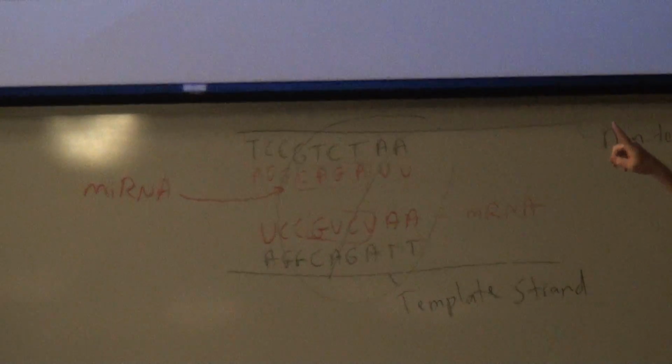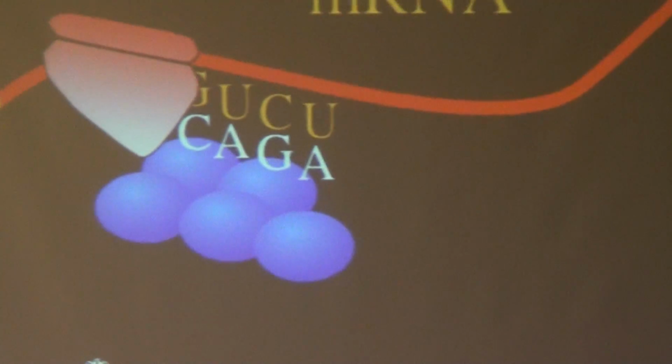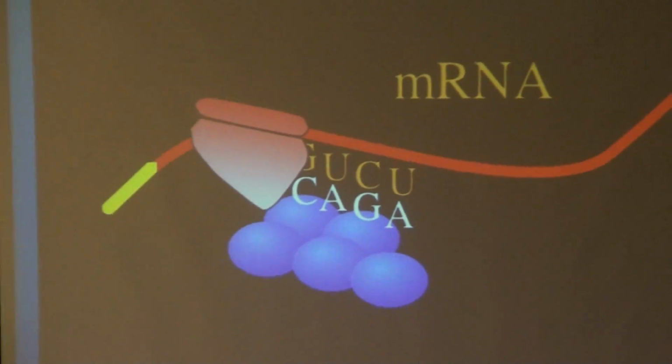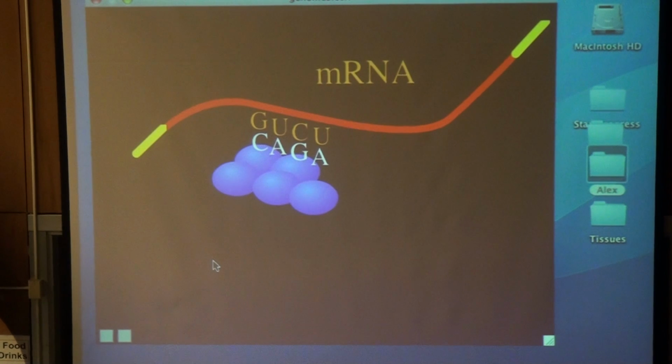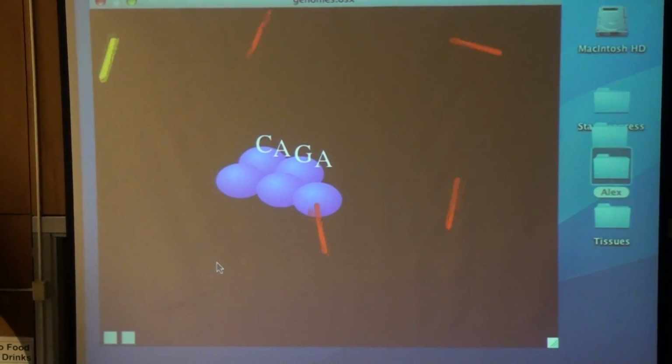So where do these complementary miRNAs come from, if not from the non-template strand? Well, oh yeah, so there it is, degrading it.